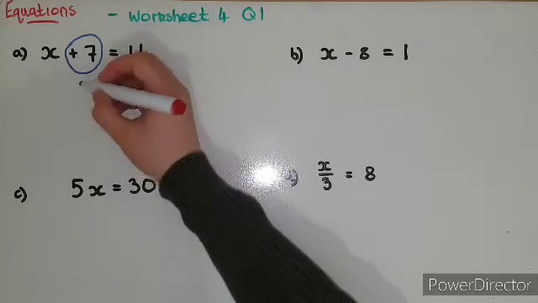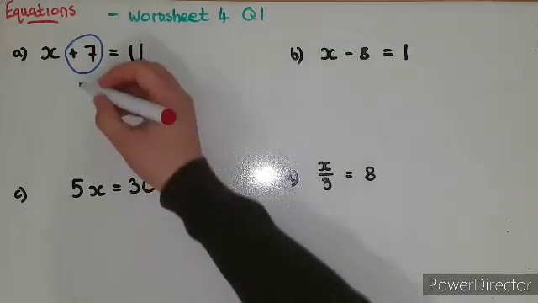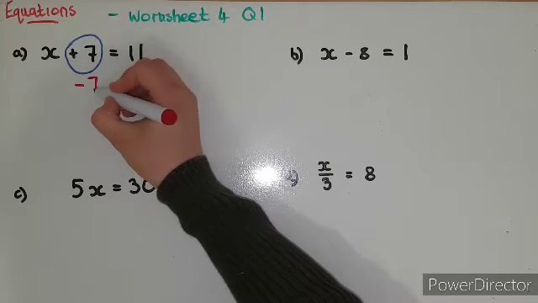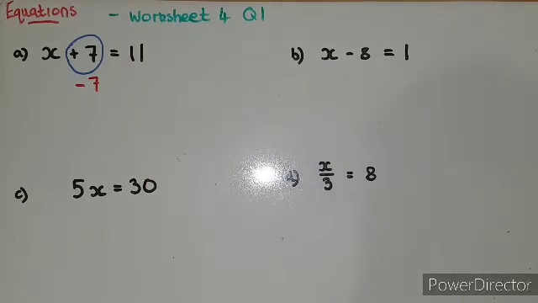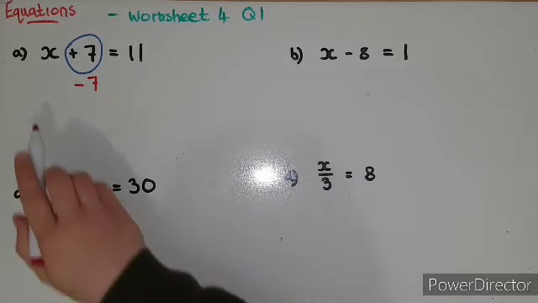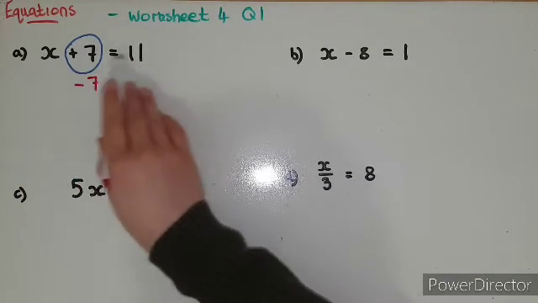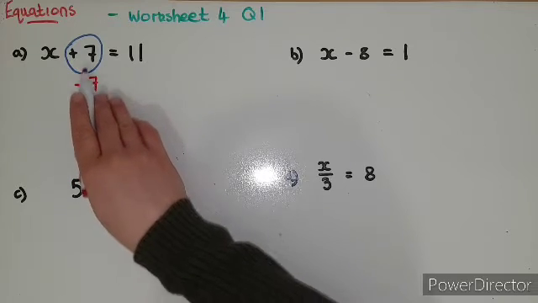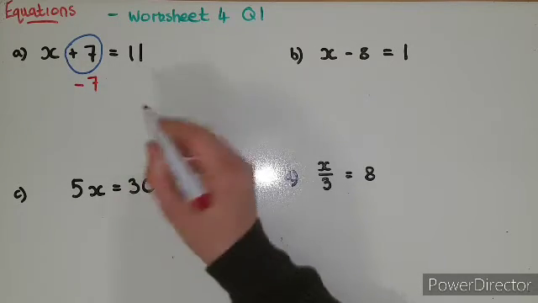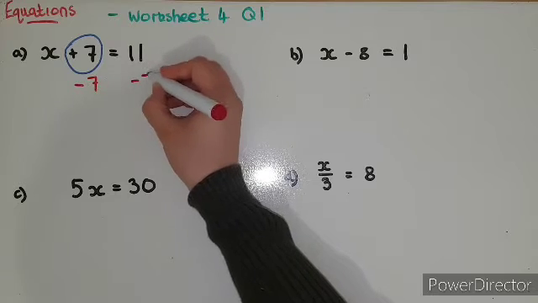So to undo a plus 7, I'm going to subtract 7, because the opposite of adding 7 is subtracting 7. Now because the left hand side and the right hand side are equal to each other, if I do something to one side of the equation, I must do the same to the other side. So I'm going to subtract 7 there.